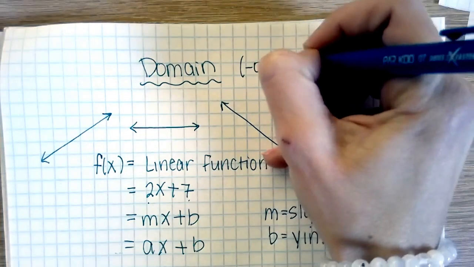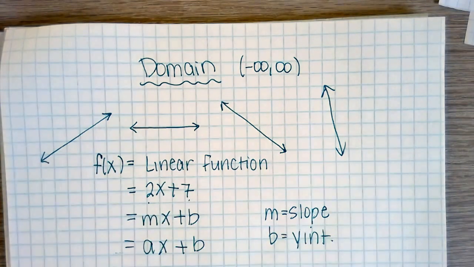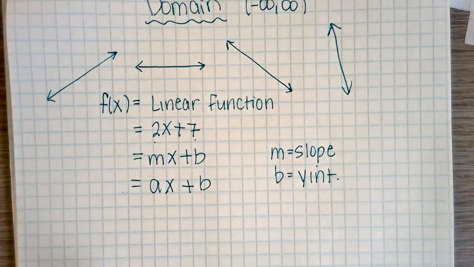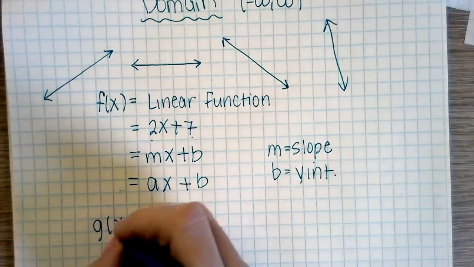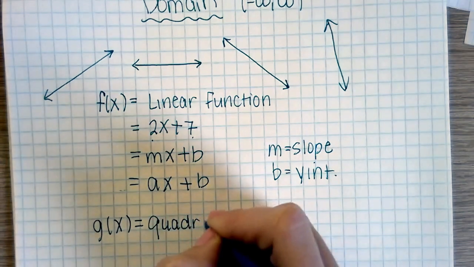Negative infinity to infinity. So do you even have to think, next time you have a linear function, what's the domain? That's it. Okay? Next level, boost it up a degree. G of x. What's the next degree up from a linear? It's a quadratic.